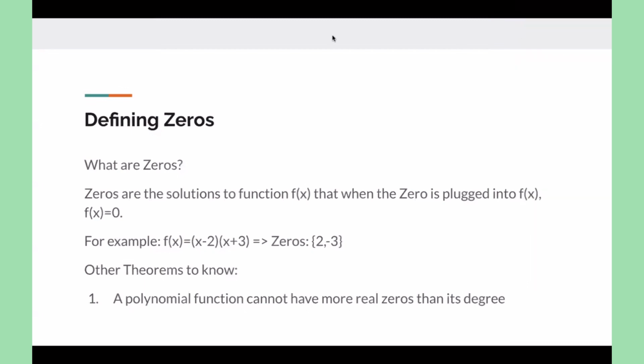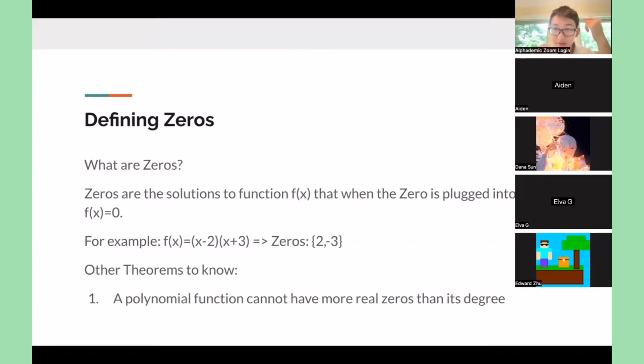All right, now we're going to talk about defining zeros. So what are zeros? Simply put, zeros are just the solutions to a function f of x, or it can be any function. I just used f of x as an example. When the zero is plugged into f of x, it is equal to 0. I think it might be a bit confusing at first, but when you do it, it becomes a lot more self-explanatory.